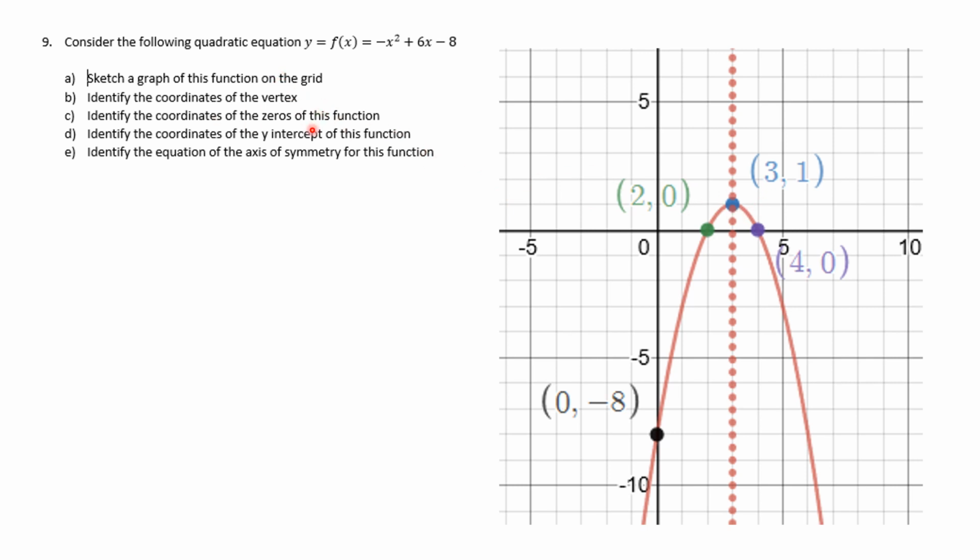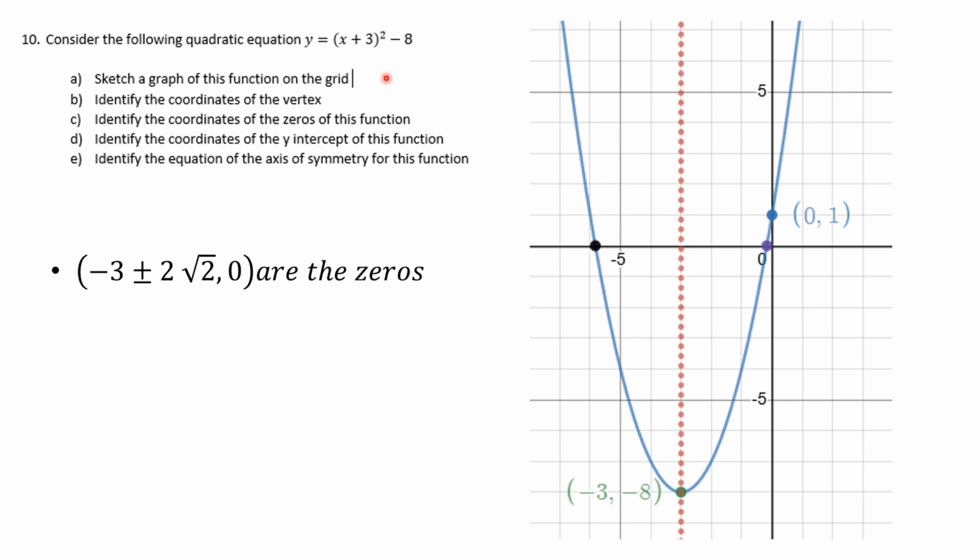That's 2 points. The zeros of the function are 2, 0, and 4, 0. Those are each worth a point, I guess. 2 points for the coordinates of the y-intercept. That is 0, minus 8. That's 2. And the equation of the axis of symmetry is x is equal to 3. It always goes through the vertex. So each of those is worth 2 points, a total of 10.